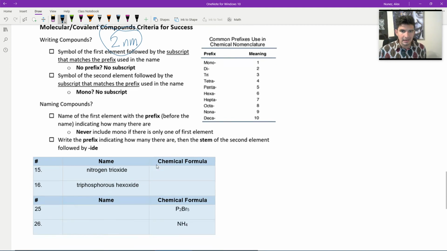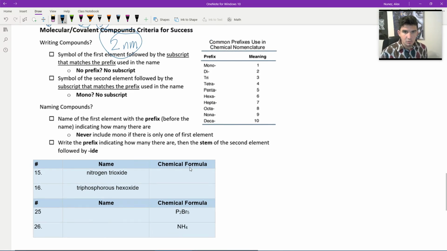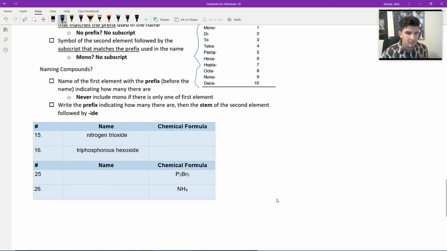It's 2 nonmetals. In order to be successful with these, you will need to memorize the prefixes, though most of them you've probably heard before. Mono meaning 1, di meaning 2, tri meaning 3, and then tetra, penta, hexa, hepta, octa, nona, and deca. You may remember those from when you were doing geometry younger, like a hexagon, a heptagon, an octagon, and so on. So to write the chemical formula, we're just going to look for the prefixes.